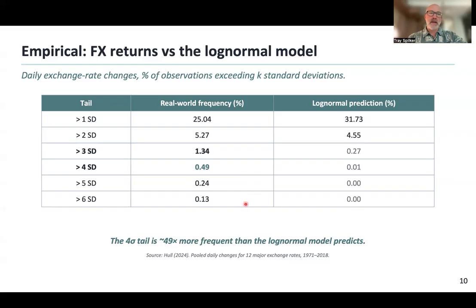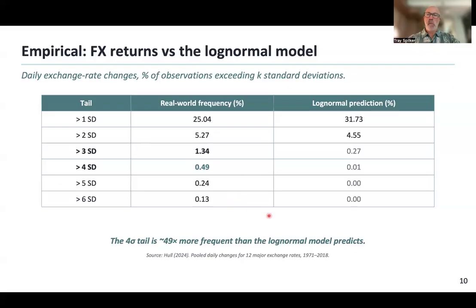You can even look further out on the tail, right? The 6 standard deviations, the log normal predicts it'll happen 0 times, whereas, of course, the real world frequency is 0.13% of the days in the data. So the market isn't necessarily being paranoid when it charges higher volatility for deep out-of-the-money options. It's pricing the tails that actually exist, right?